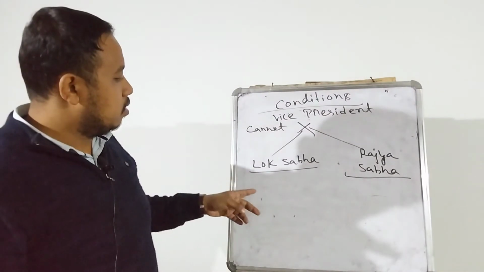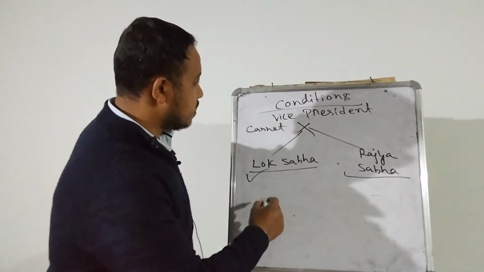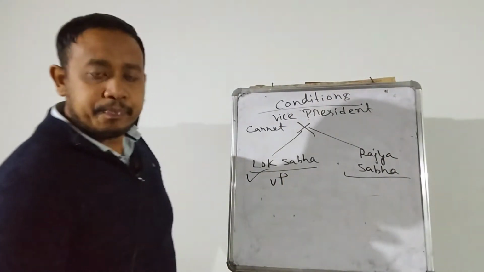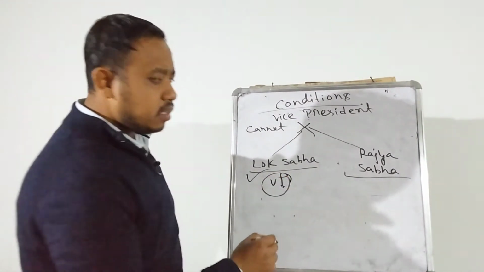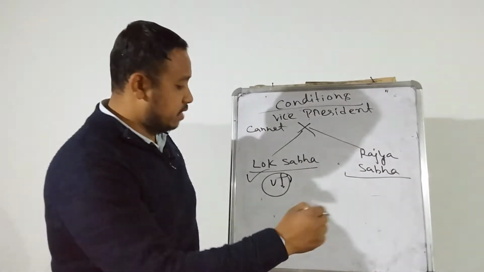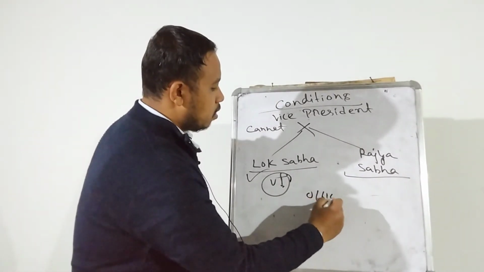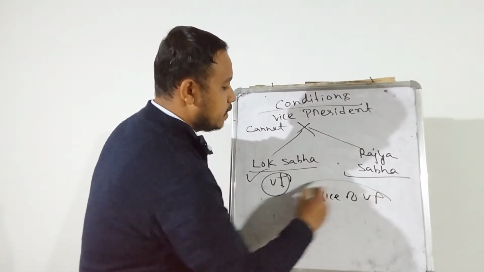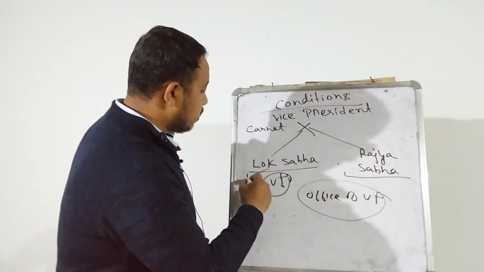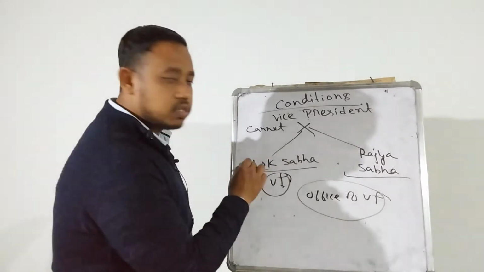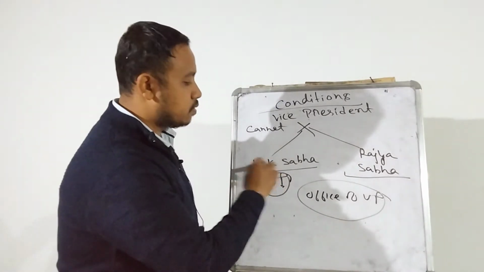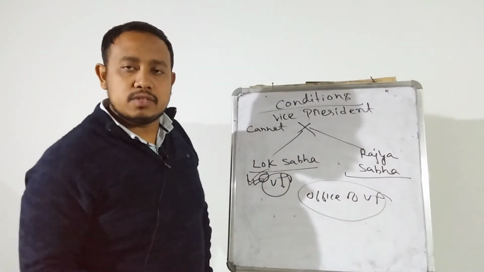For example, a member of Lok Sabha is elected as Vice President. On the day this person enters into the office of Vice President, he should resign, he should vacate his post in this house, Lok Sabha. So this is one of the conditions.